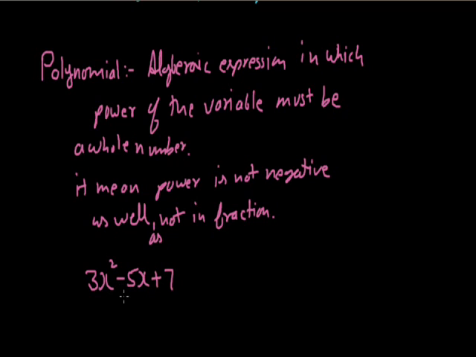For example, let's say 3x square minus 5x plus 7. Is it a polynomial? Let's check the power of the variable first. The power of the variable x is 2, which is a whole number. Here the power of x is 1, again a whole number. So we can say that it is a polynomial.